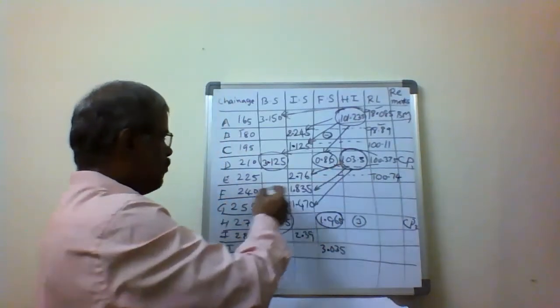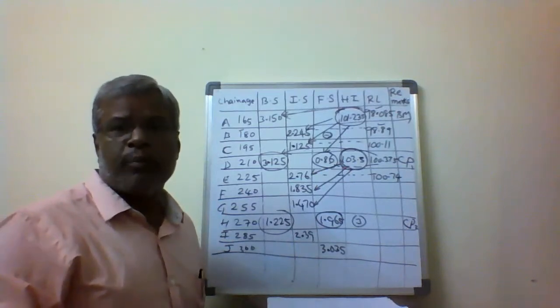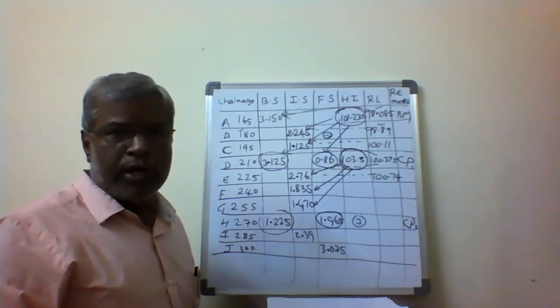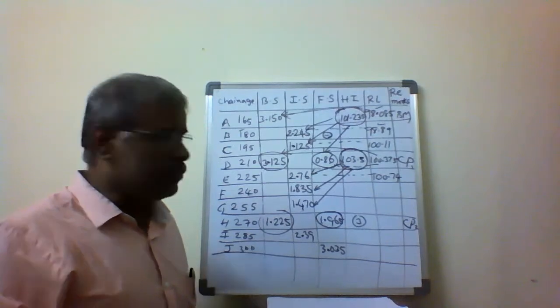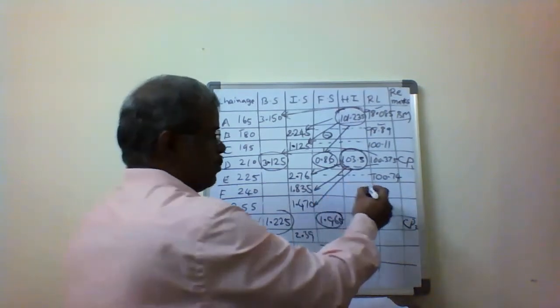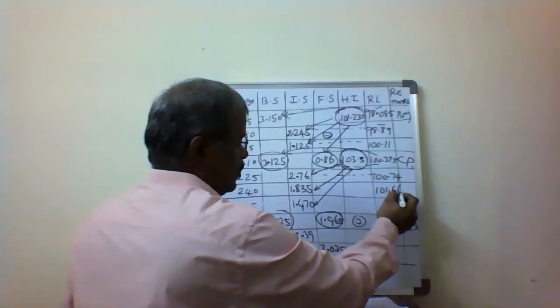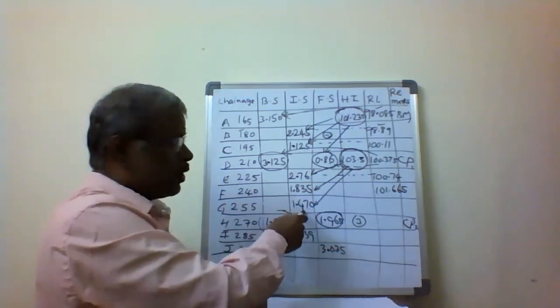Similarly, I want to get the elevation of the point F. 103.5 minus 1.835. Elevation of the point F I am going to get. This is also an intermediate side, that's why we are subtracting from the height of the instrument. 101.665. Then one more intermediate side is 1.470.